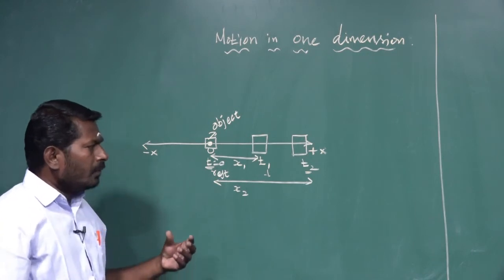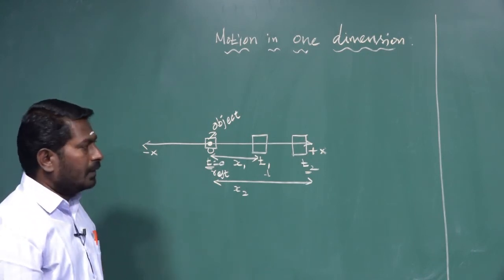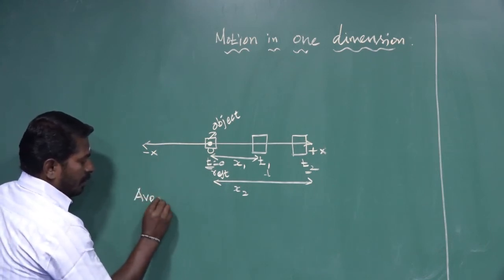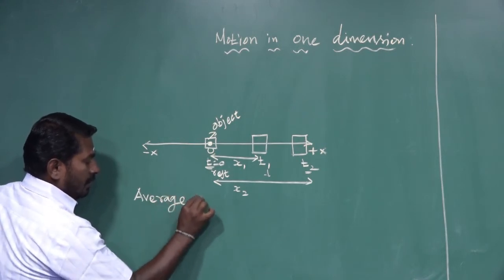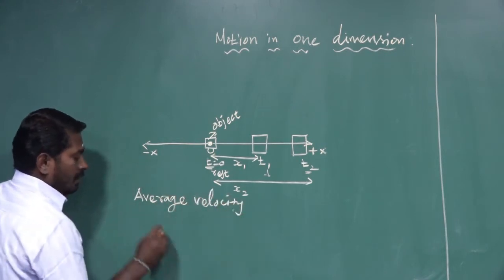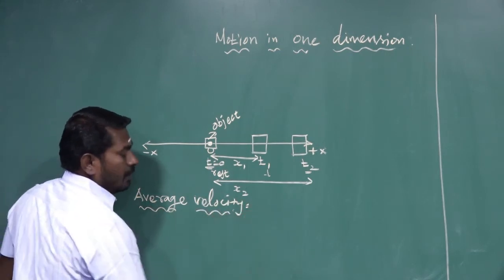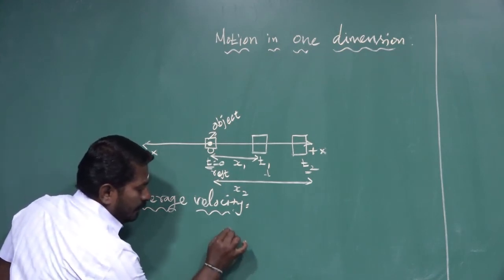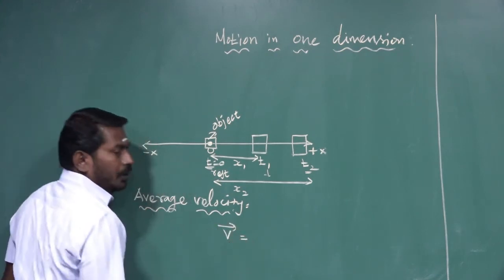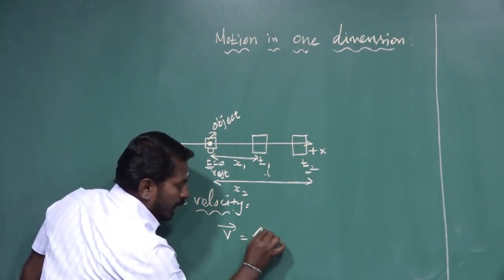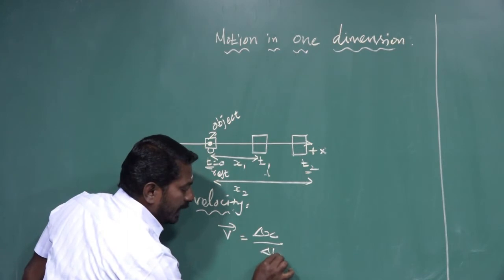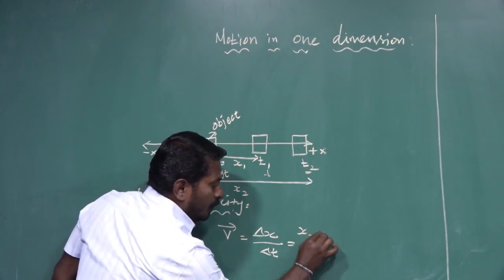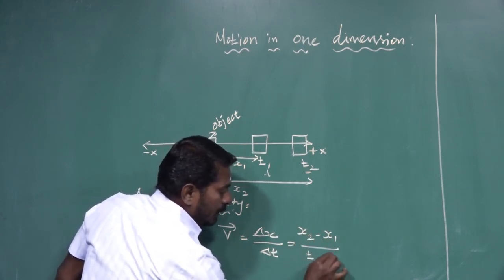Now, we are going to see another topic, average velocity. Average velocity, v vector, is equal to change in displacement divided by change in time interval, which is equal to x2 minus x1 divided by t2 minus t1.